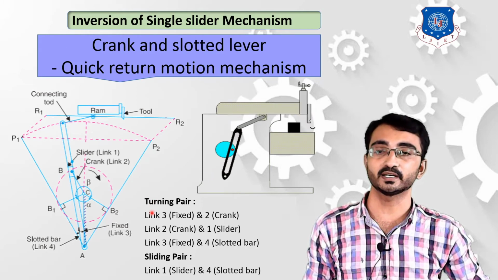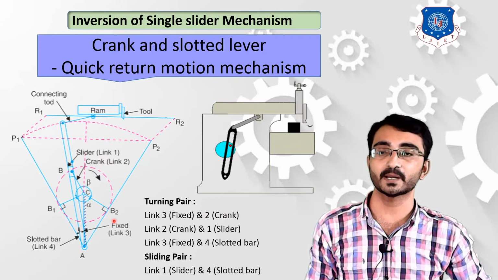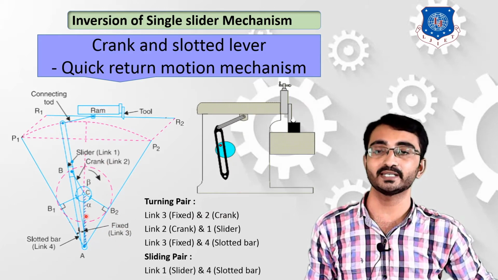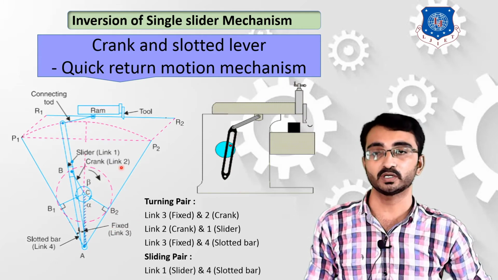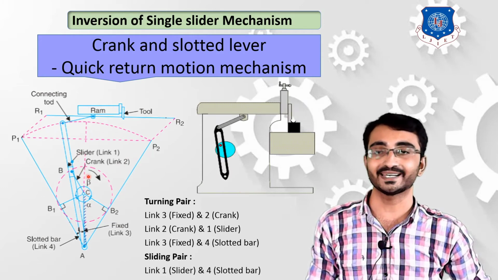Okay, so over here link number 3 and link number 2 you can refer with respect to this fixation. With respect to your fixation, your crank is rotating, that is your link number 3 and 2, which is forming the first turning pair. Your link number 2 and link number 1 will form your second turning pair.